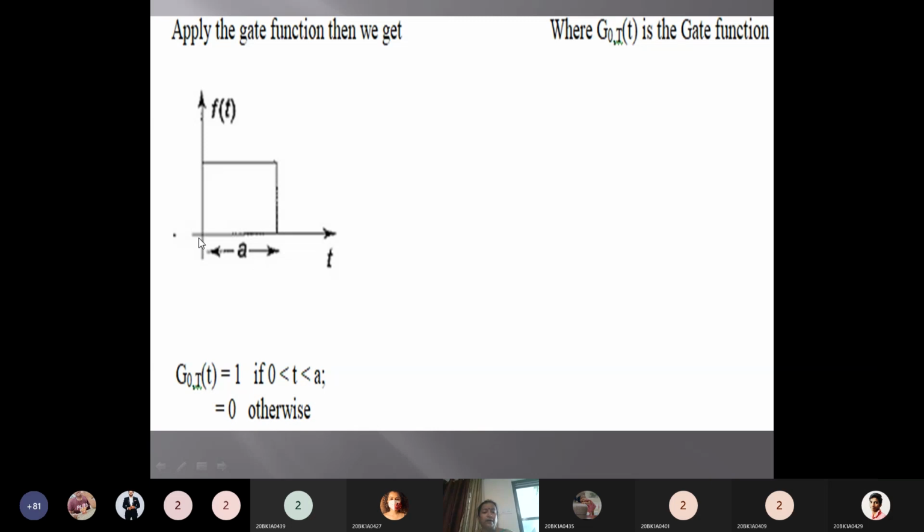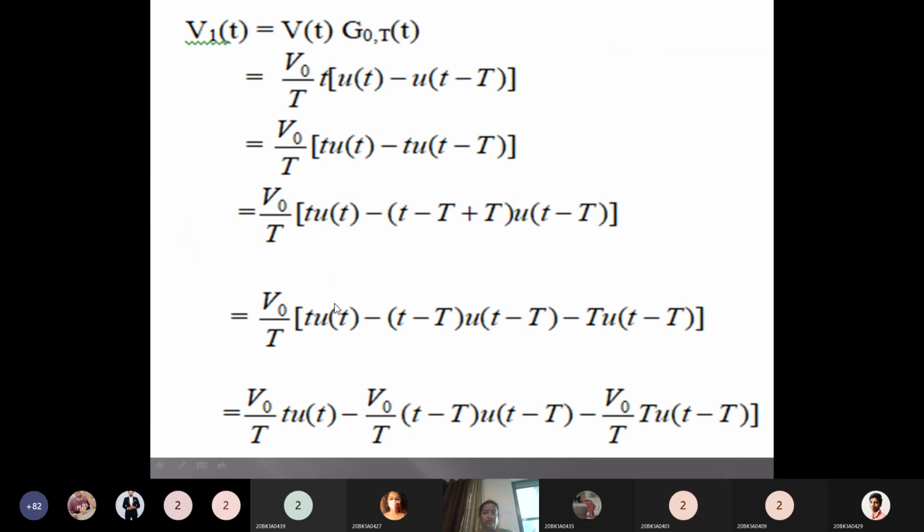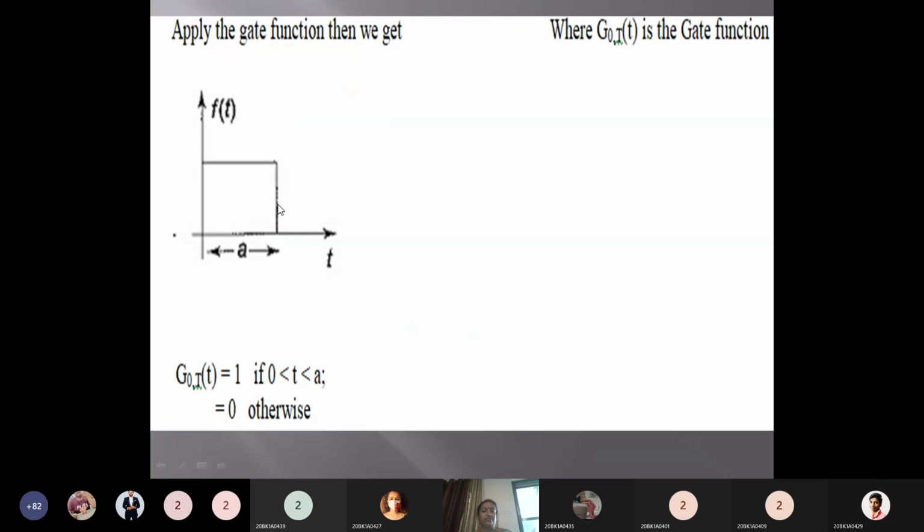Now what is happening here? After rising from 0 to the maximum value of 1 at t equals 0, after traveling a particular distance a, it then drops again and becomes 0. Let us observe this equation. u of t, you know the function. Then just shift that u of t function by T units, like u of t minus T. If you subtract this shifted function from u of t, then you will get this gate function.